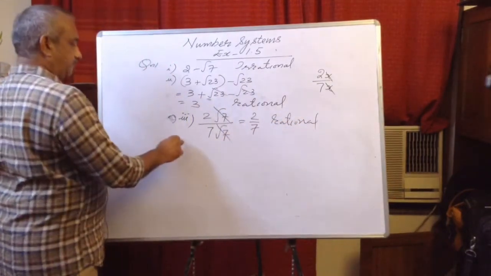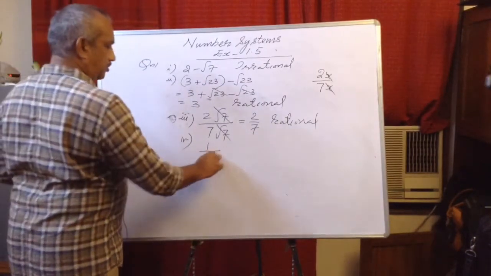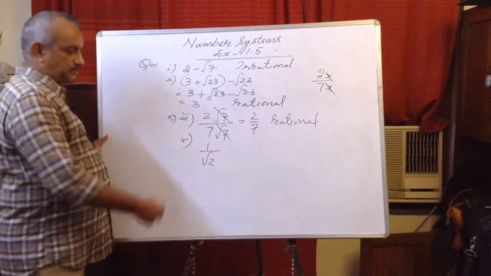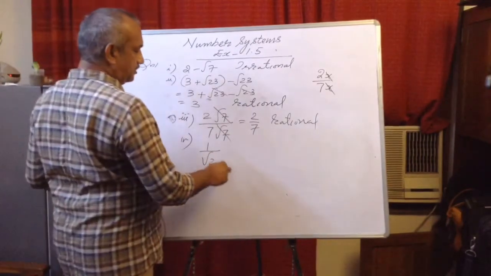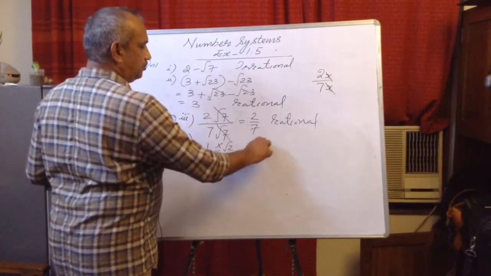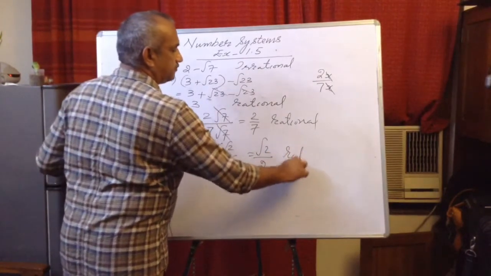Then fourth part, 1 upon root 2. We know that it is irrational. Still, if you want, you can check by rationalization also. Into root 2, into root 2, we get root 2 upon 2. Again, rational only.